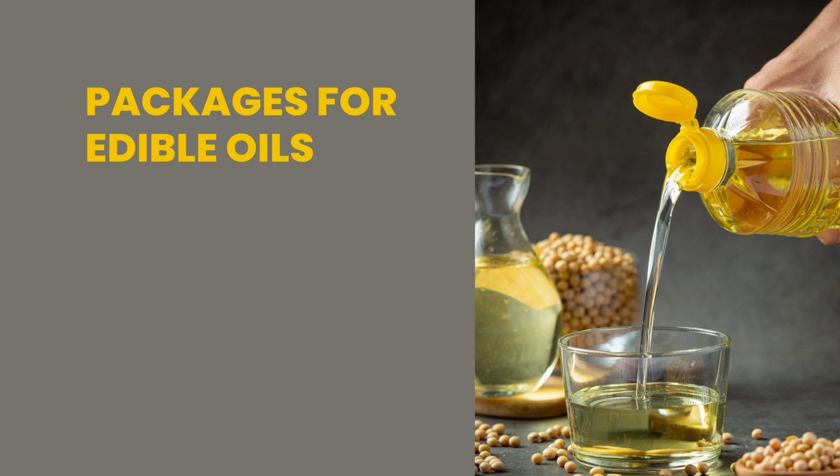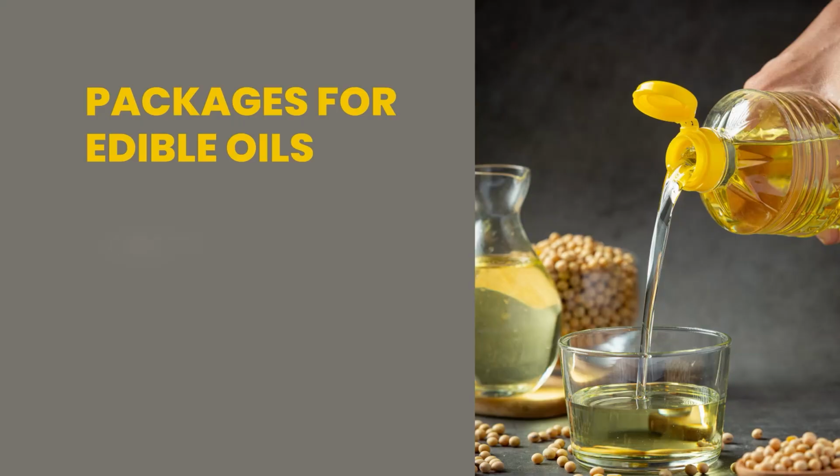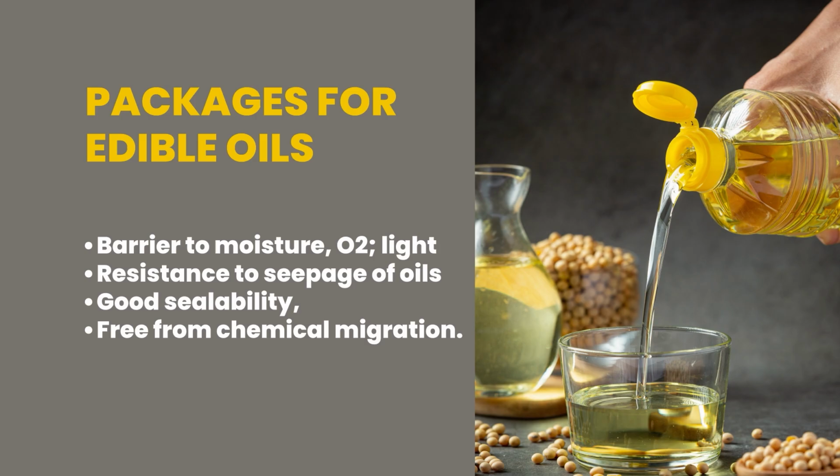For edible oil packaging, we need to consider very good resistance of the packaging material against gas transmission, because you know that edible oil can get oxidized if oxygen is supplied during storage in the package of the oil product. So we need to provide a packaging material which has good resistance to moisture, oxygen and light. Then resistance to seepage of oils, as it is a liquid, and there should be good sealability and freedom from chemical migration, because if we use plastic, some of the plastic chemicals may migrate from the packaging material to the oil. So we have to take care of that.